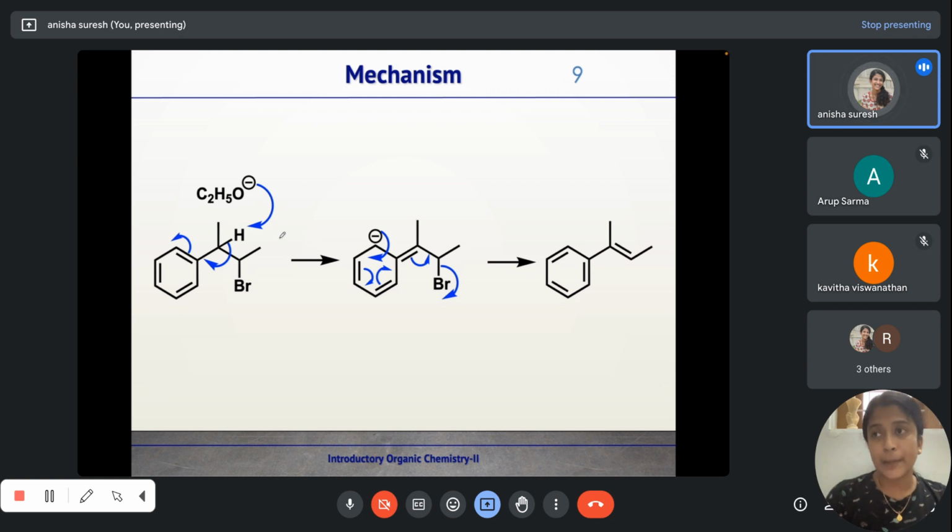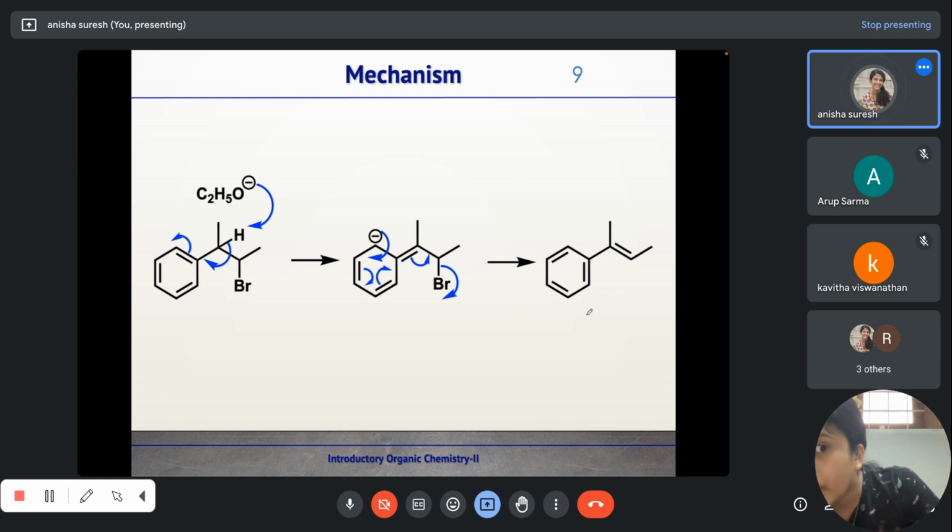Now the slower step, that is the elimination step or halide removal. The anion will fall in this direction. This double bond will shift in this fashion, this double bond will shift to this side, and this bromide, which is a leaving group, will be removed. It will result in the formation of this product.